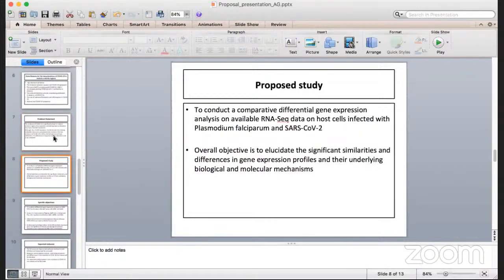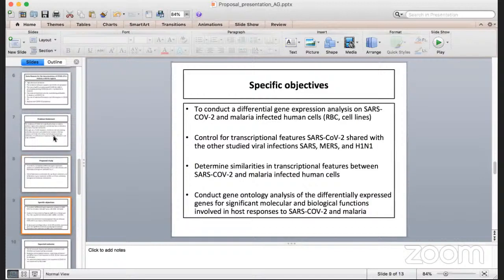So we are proposing to conduct a comparative differential gene expression analysis on available RNA-seq data on the host cells infected with Plasmodium falciparum and SARS-CoV-2. The overall objective is to elucidate the significant similarities and differences in gene expression profiles and the underlying biological and molecular mechanisms. Specifically, we want to conduct a differential gene expression analysis on SARS-CoV-2 and malaria-infected human cells, red blood cells, and there are other cell lines too.